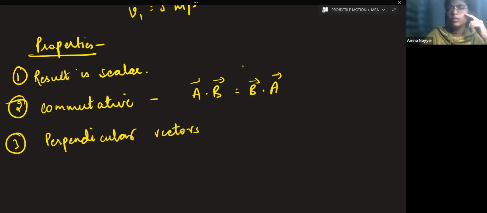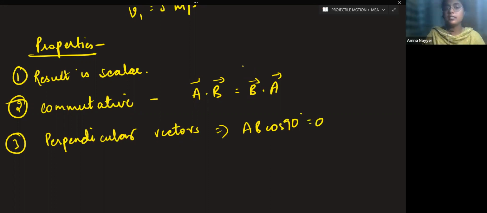Sometimes in your questions, especially in gravitation and laws of motion, you have to prove two vectors are perpendicular, or show that the resultant is 0. So you usually use the dot product method. See, AB cos 90 degrees will give you 0.